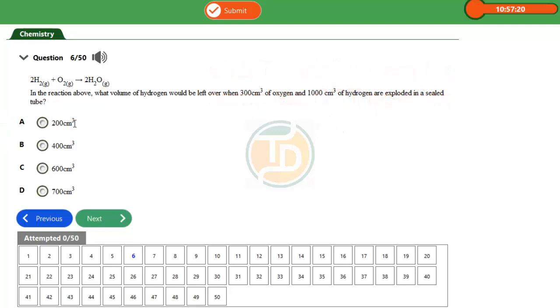Option A, 200 cm³. Option B, 400 cm³. Option C, 600 cm³. Option D, 700 cm³.